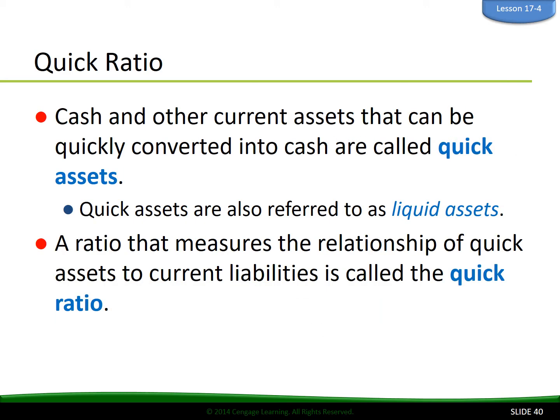Quick ratio. Quick assets, also called liquid assets, are cash and other current assets that can be quickly converted into cash. Okay, so that means how liquid are you? What are things that can be quickly converted into cash? Things like stocks. Quick ratio is a ratio that measures the relationship of quick assets to current liabilities.